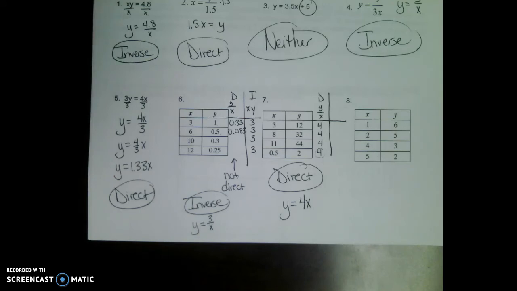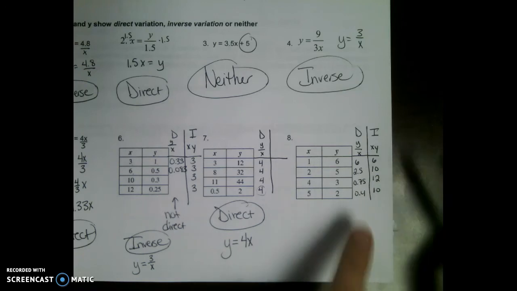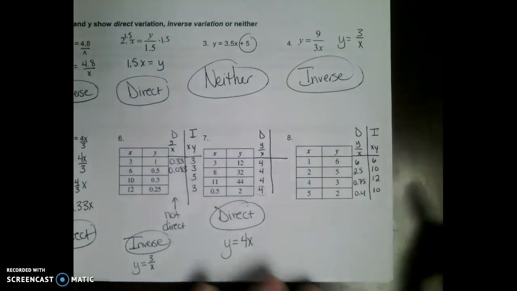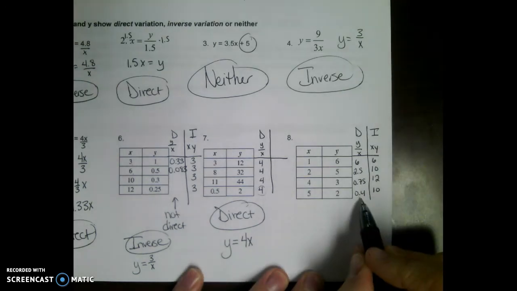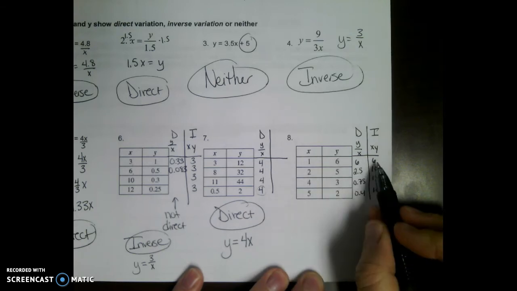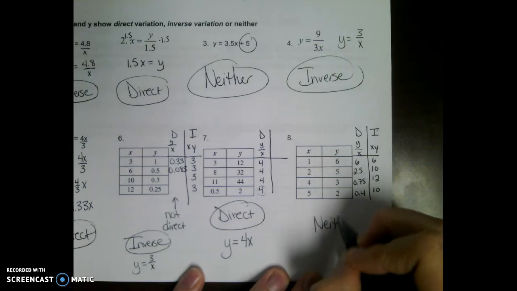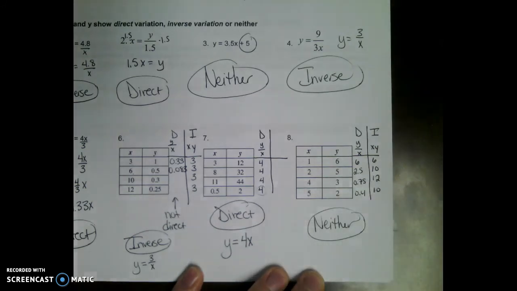Okay, on your own, I'd like you to check number 8. Check direct. If it is direct, great. If it's not direct, check inverse. See what you get. So first I tried the y values divided by the x values. These are not the same numbers, so it is not direct. Then I tried doing the x values times the y values. I did not get the same numbers, so it's not inverse. That means that it is neither.